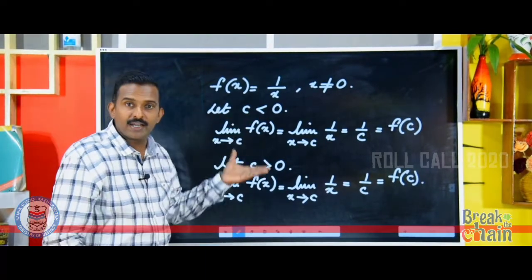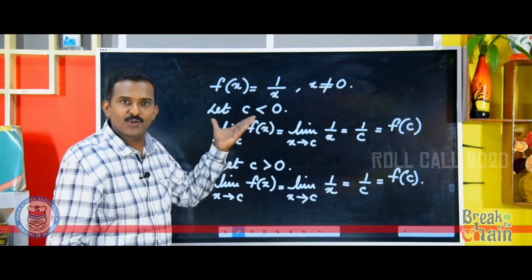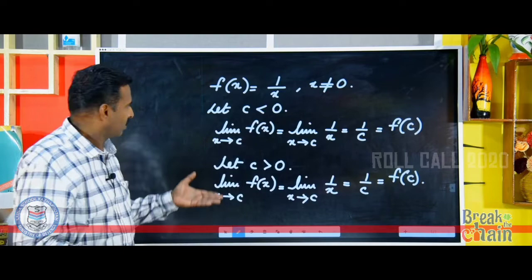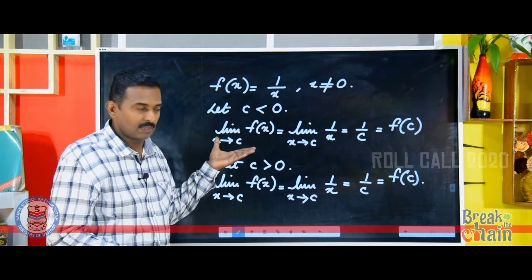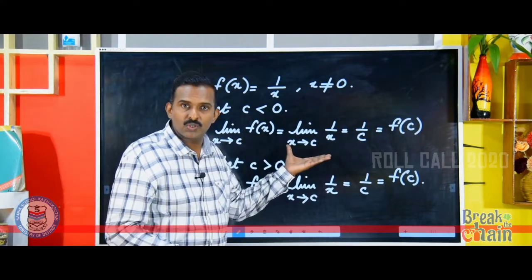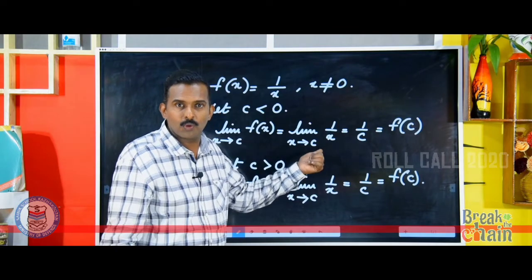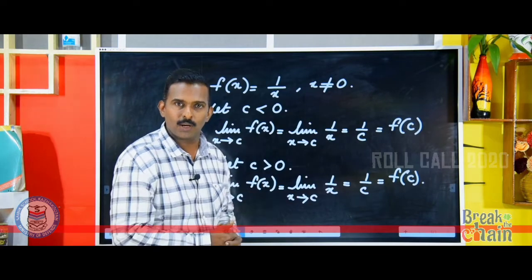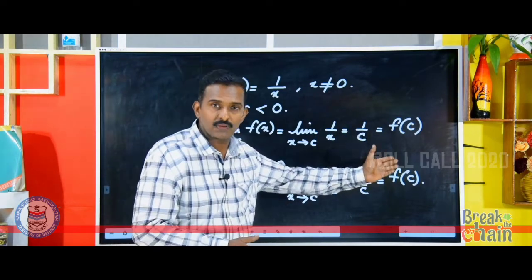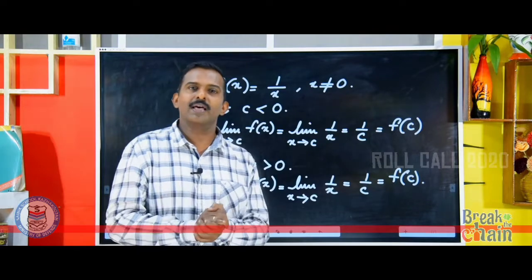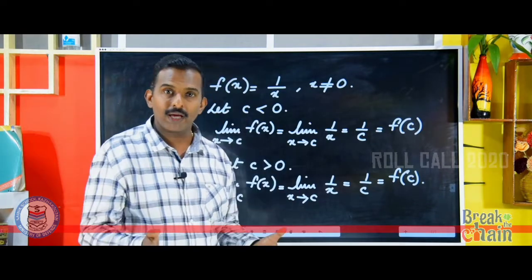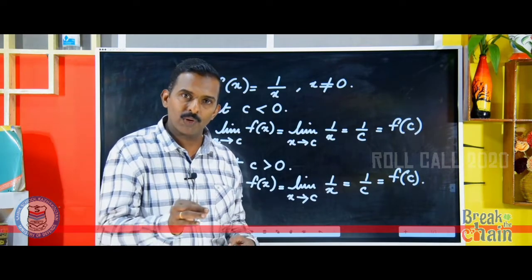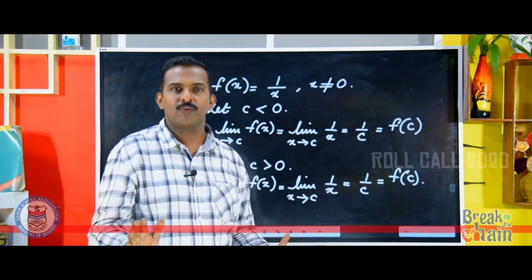Now, we will classify it into two cases, c less than 0 and c greater than 0. What happens at c less than 0? Limit value, limit x tends to c, c less than 0, the function is 1 by x. With direct substitution, 1 by c, which is equal to f of c. Now, if you take any example also, you will get the same answer. You take x equal to minus 2, c is a negative value, the limit value will become minus 1 by 2, so also the function value.